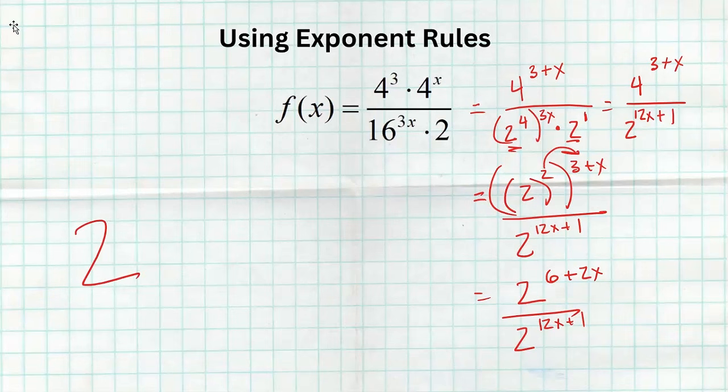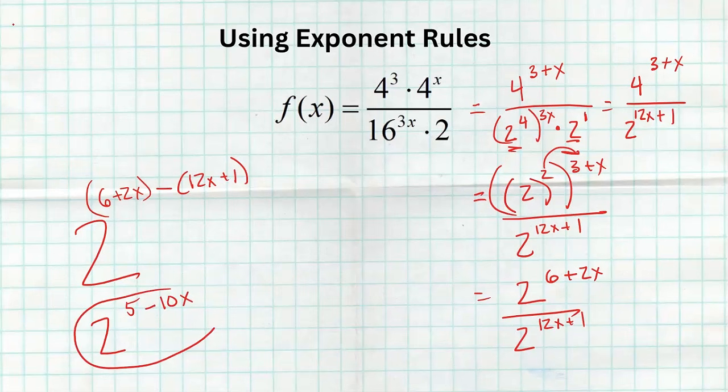So final answer here, I have a base of 2. Let's see here. 6 plus 2x, and I'm going to subtract 12x plus 1. I'm subtracting my exponents. So that's going to be 2 raised to, well, that's going to be 6 minus 1. 6 minus 1 is going to be 5. 2x minus 12x is going to be negative 10x. So there's my final answer.